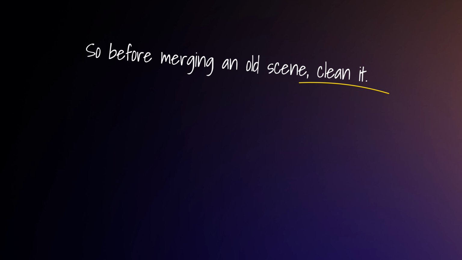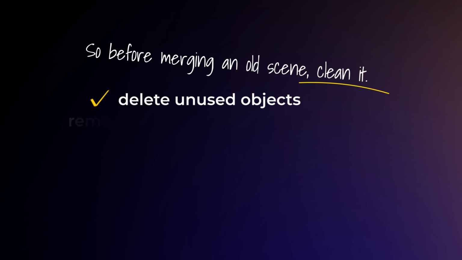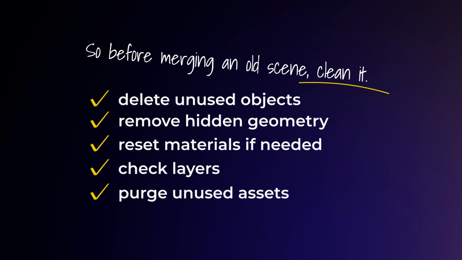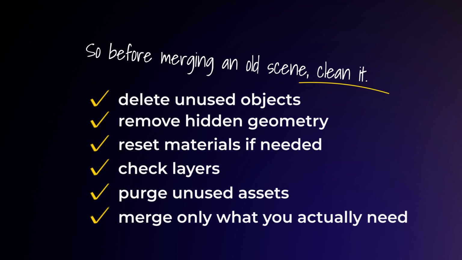And suddenly, your new clean scene becomes heavier, slower, and harder to control. The worst part is that this baggage is not always visible. Your viewport may look fine, but the render preparation gets slower, the file size bigger, missing asset warnings appear, and troubleshooting becomes a nightmare. So before merging an old scene, clean it. Delete unused objects, remove hidden geometry, reset materials if needed, check layers, purge unused assets, and merge only what you actually need. So the main lesson is, before you start tweaking the render settings, audit your scene.